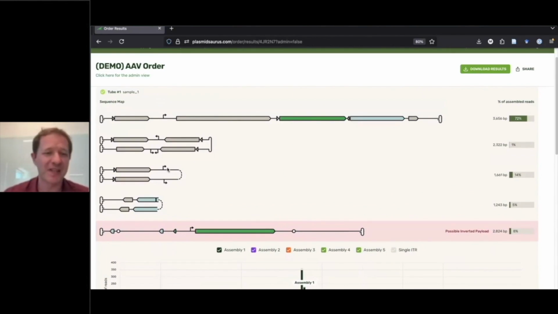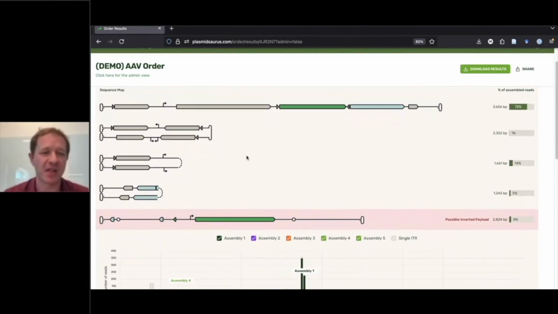Hopefully you won't see all these other events. You'll just see one nice expected payload. However, this gives you a chance to identify where things are going wrong and what's happening.